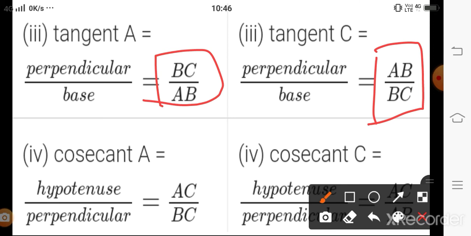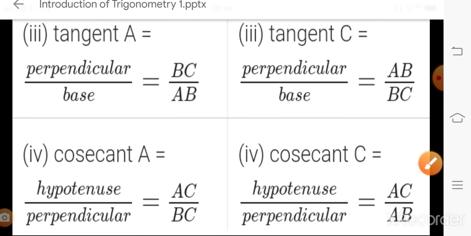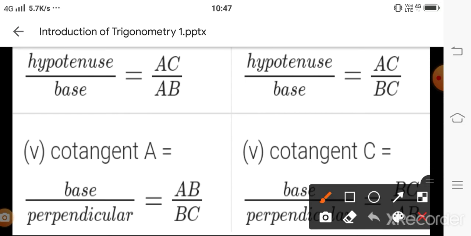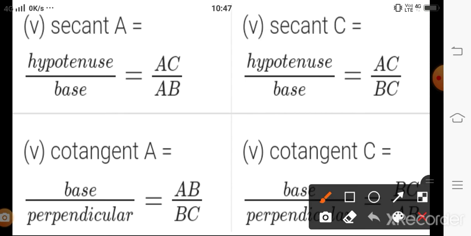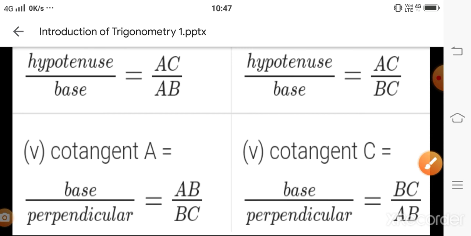Cosecant, if you are finding it, is hypotenuse upon perpendicular. For angle A we are getting AC upon BC, and for angle C we are getting AC upon AB. The same we get for sec and cot. The secant of angle A is AC upon AB, and the secant of angle C is AC upon BC. The cotangent of angle A is AB upon BC, and the cotangent of angle C is BC upon AB.